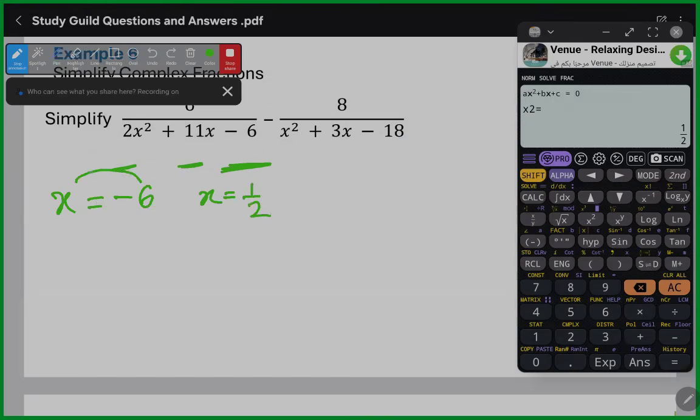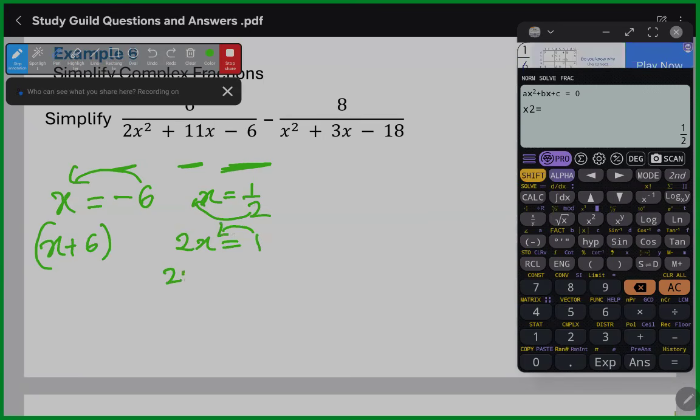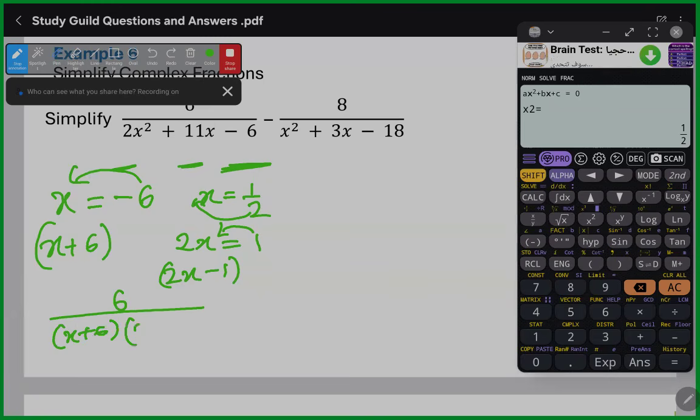So I'll bring this 6 in here. I'll have x minus 6, no, x plus 6 rather. So I'll use this 2 to multiply x. I will now have 2x equals 1. So I'll also bring this one in. So I'll now have 2x minus 1. Okay? So I'm going to clean this. But the point here is that I don't even know how to clean this using this annotation. I really don't know. Okay. So I will now have 6 over x plus 6, 2x minus 1.